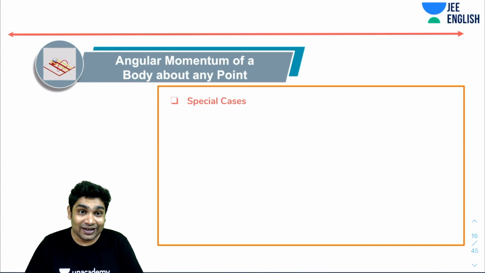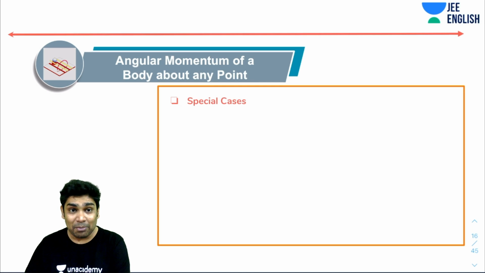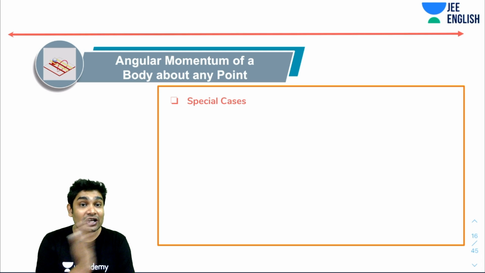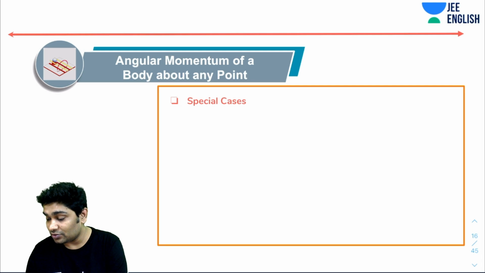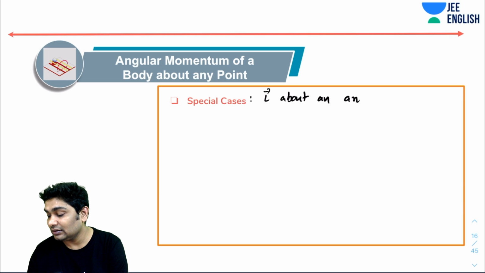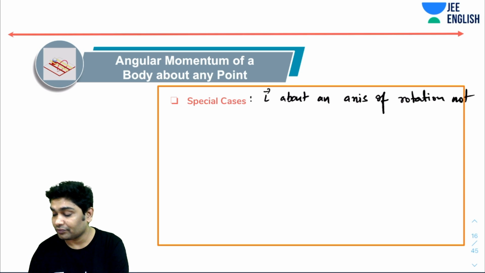Now, how about the angular momentum in pure rotation? Today, we will only talk about that, but about an axis of rotation which does not pass through the CM. So, special case number 2, angular momentum L about an axis of rotation not passing through the CM. So, that is what I want to find.